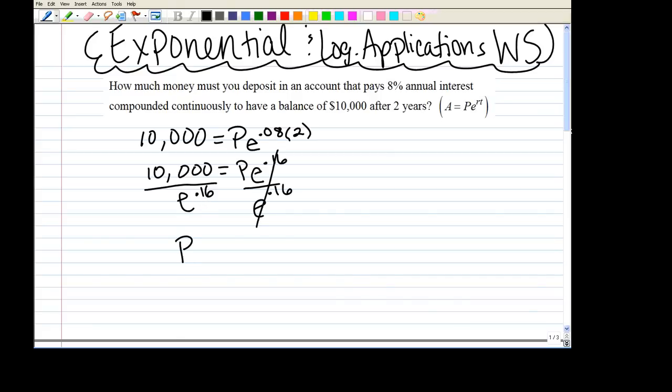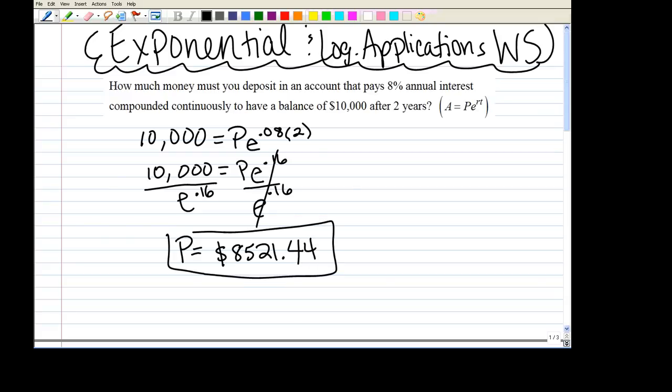And that will give us that the amount that we should have initially invested would be $8,521.44. Problem 1, done. Let's move on to the next one.